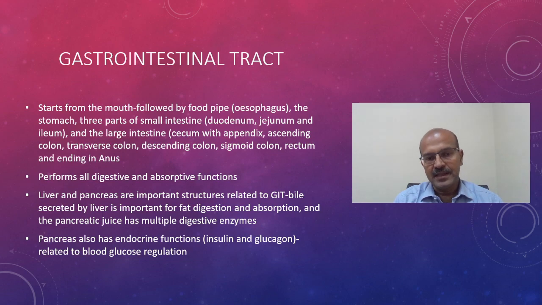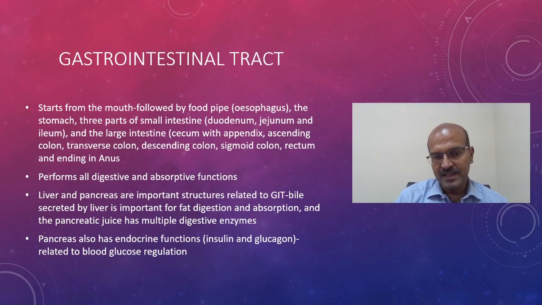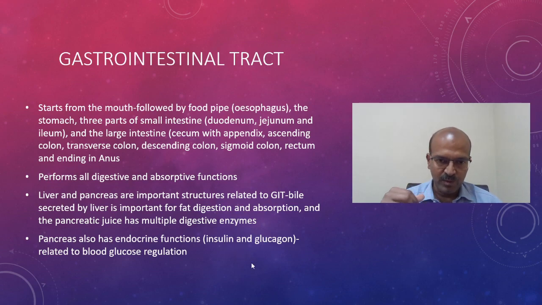Liver and pancreas are important structures related to the gastrointestinal tract. Bile is secreted by the liver. It's very important for fat digestion and absorption. The pancreatic juice also has multiple digestive enzymes. The pancreas, as we will discuss later under endocrine hormones, will also have endocrine functions, and it secretes insulin and glucagon, both of which are hormones closely related to glucose metabolism.